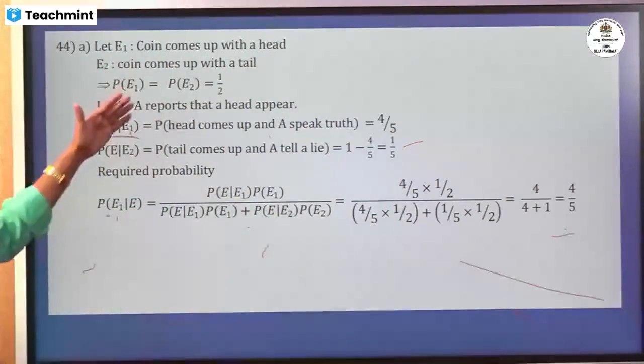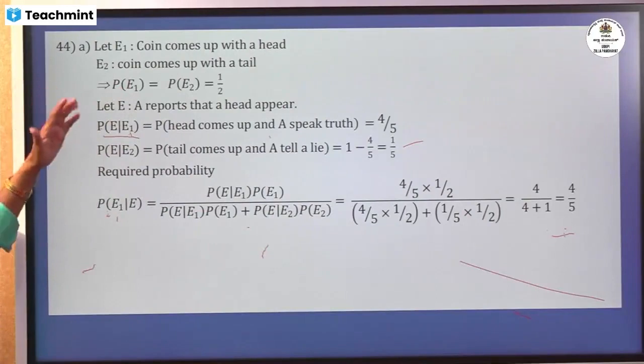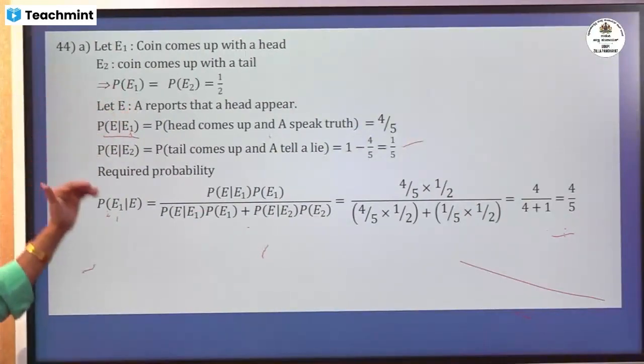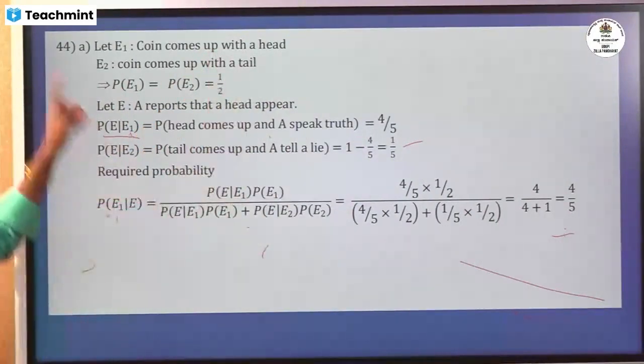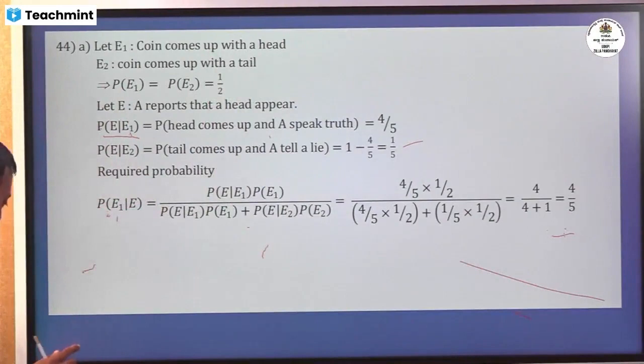Only in this question book problem, probability of E given E1 is equal to probability of E1 given E, the same one. So the answer is 4/5. The 44th answer is A.